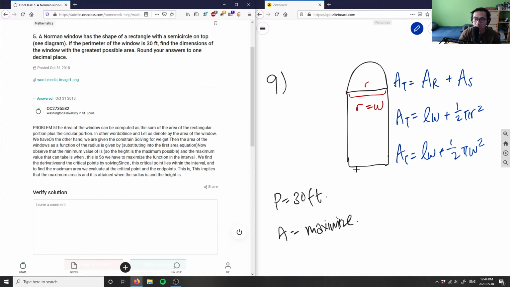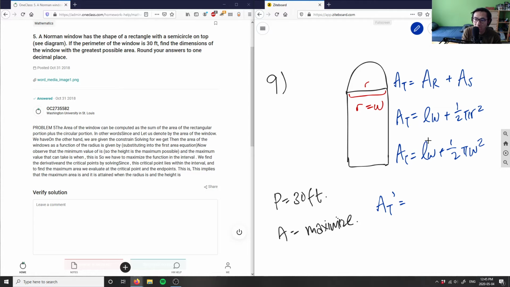But what we can do is simply solve it. Again, we have our area formula, and in order to maximize our area, we have to take the derivative of this function. So I'm going to say A total prime is the derivative, and I can take it with respect to width, because I can see I have w in both terms here.